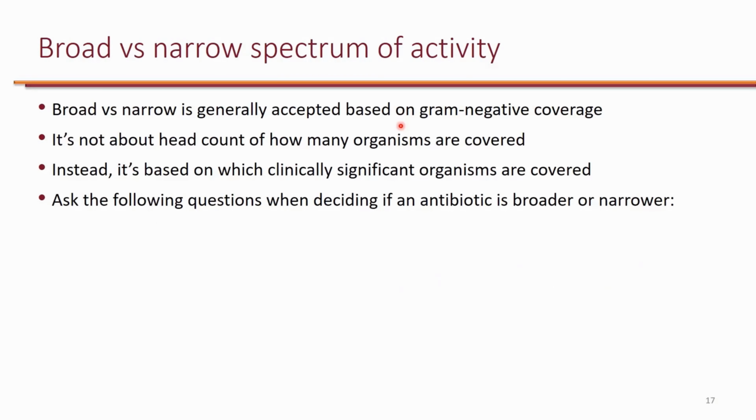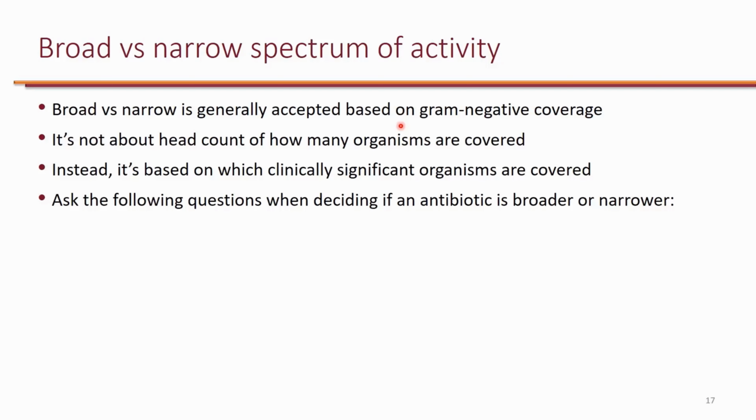Which brings us to the concept of broad versus narrow spectrum of activity. Generally speaking, broader antibiotics are more likely to cause selective pressure because they can wipe out more clinically significant organisms, leaving behind the resistant organisms. Now, when it comes to broad versus narrow, the generally accepted definition is based on gram-negative coverage.